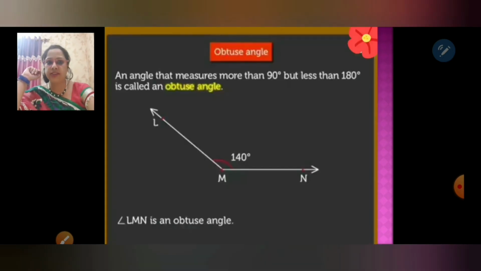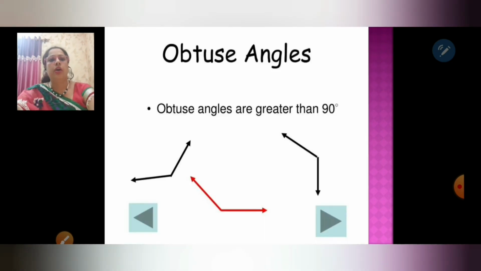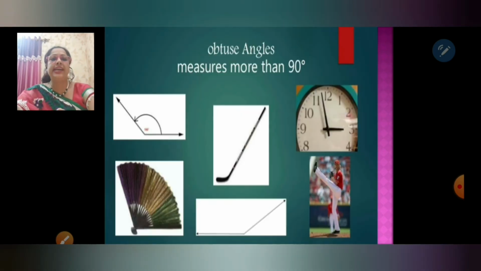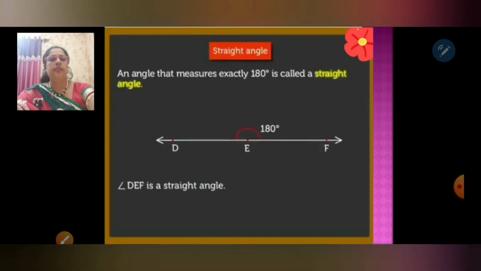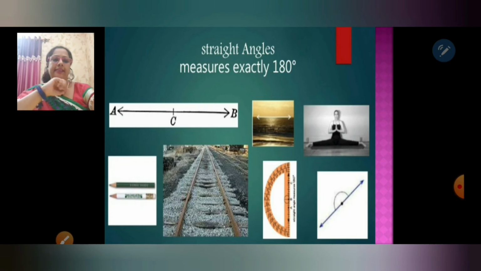Next one is obtuse angle. An angle that measures more than 90 degrees but less than 180 degrees is called an obtuse angle. Obtuse angles are greater than 90 degrees, which you have to remember. So these are some of the examples of obtuse angles. The next one is straight angle. An angle that measures exactly 180 degrees is called a straight angle. And these are some of the examples of straight angles.